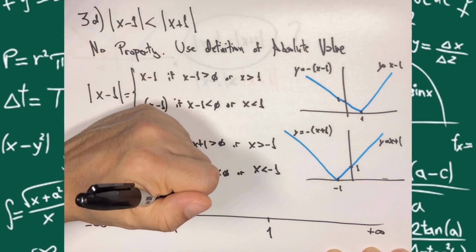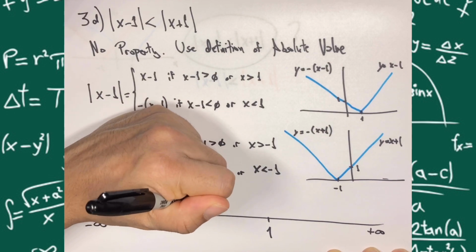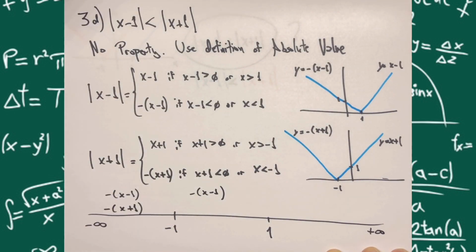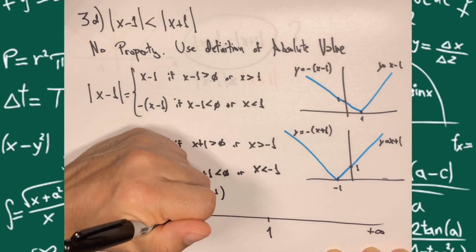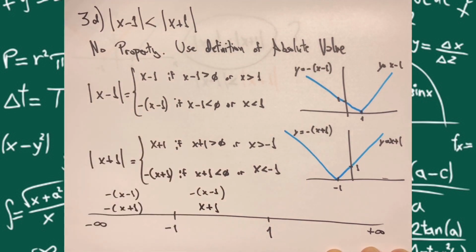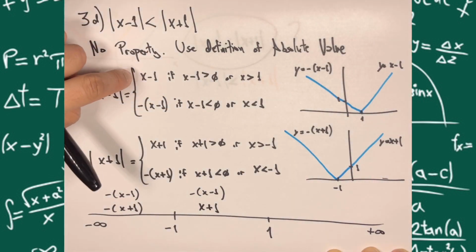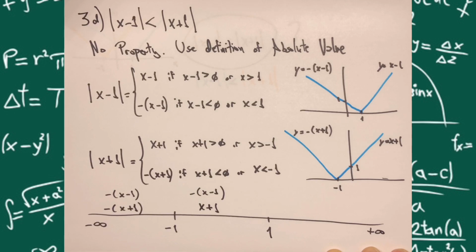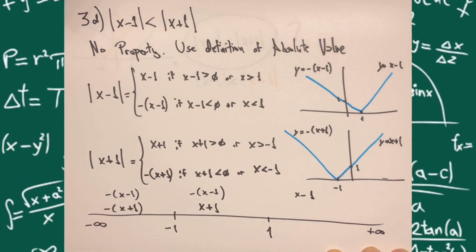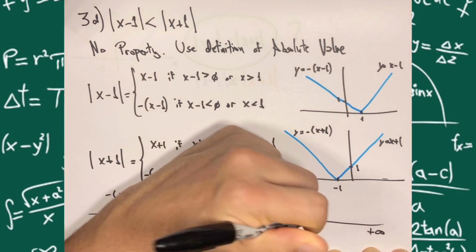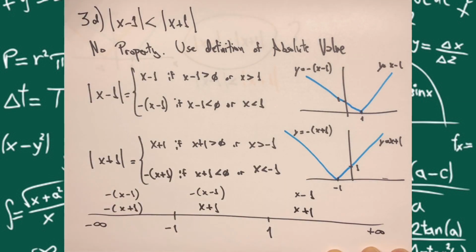Well, it's obvious for absolute value of x minus 1. Then we're going to have minus parenthesis x minus 1 because x is less than 1. Now for plus 1, we're going to have x plus 1. And now for the other portion, for 1 to infinity, we're going to choose x minus 1 because it's greater than 1. And then for absolute value of x plus 1, we're going to choose x plus 1.